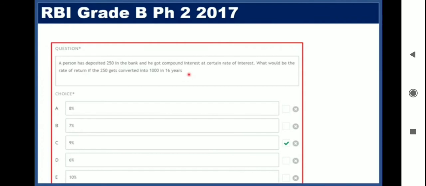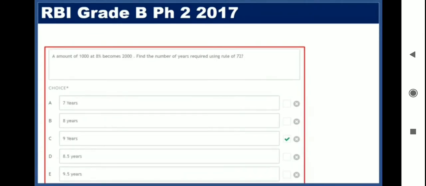We have already studied the rule of 144, which is used to find out the number of years in which money gets quadrupled. Here the money is getting quadrupled in 16 years, so we can use the same formula to find the rate of interest. We shall divide 144 by 16 to find the rate of interest. The answer will come out to be 9, and that is your answer.